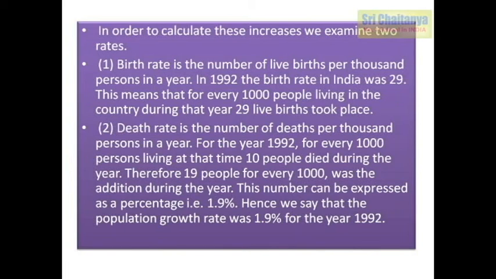Second, death rate. Death rate is the number of deaths for 1000 persons in a year. For the year 1992, for every 1000 persons living at the time, 10 people died during the year. Therefore, 19 people for every 1000 was the addition during the year. This number can be expressed as percentage, that is 1.9%. Hence, we say that the population growth rate was 1.9% for the year 1992.